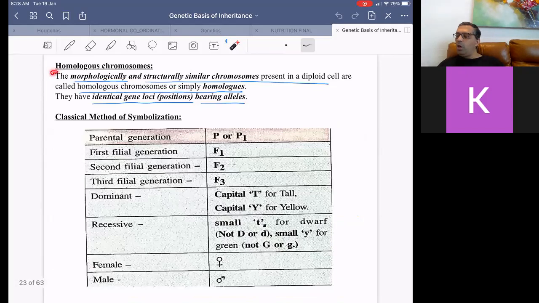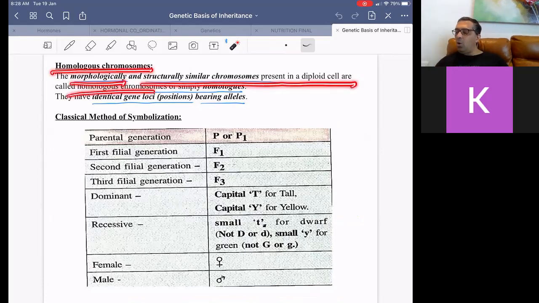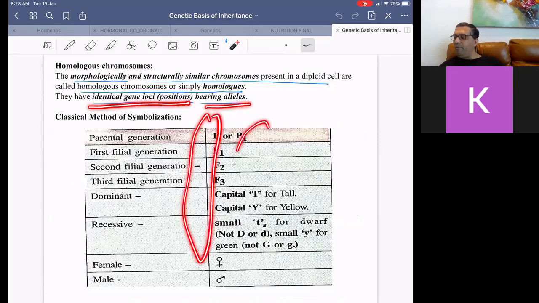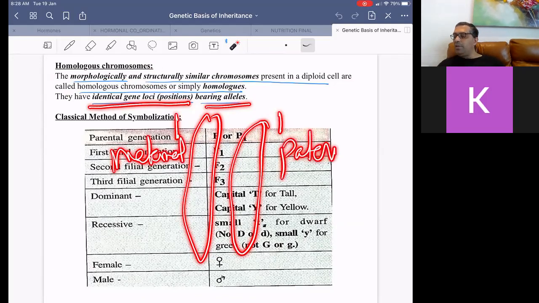And then we have homologous chromosomes. Morphologically and structurally similar chromosomes present in a diploid organism are called homologous chromosomes. They have identical gene loci bearing alleles. So this is chromosome number 1 maternal and this is chromosome number 1 paternal. Then these are called homologous chromosomes.